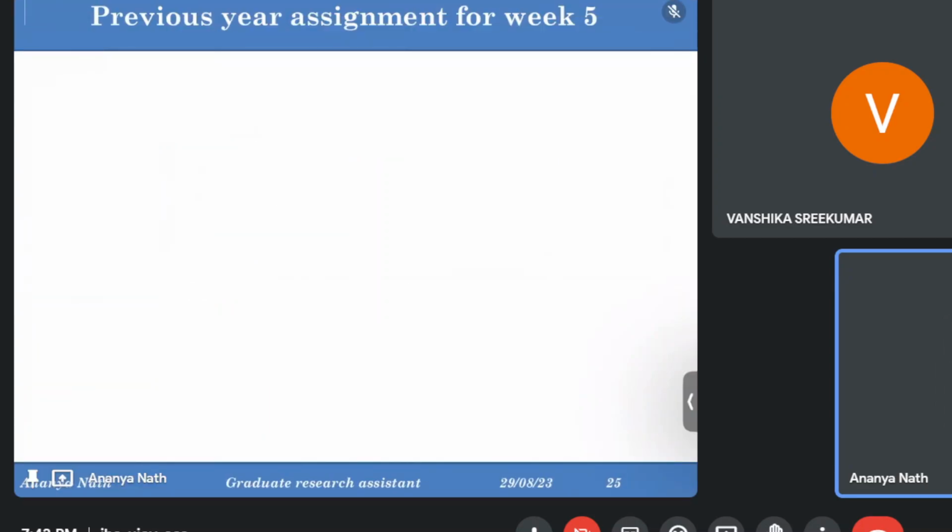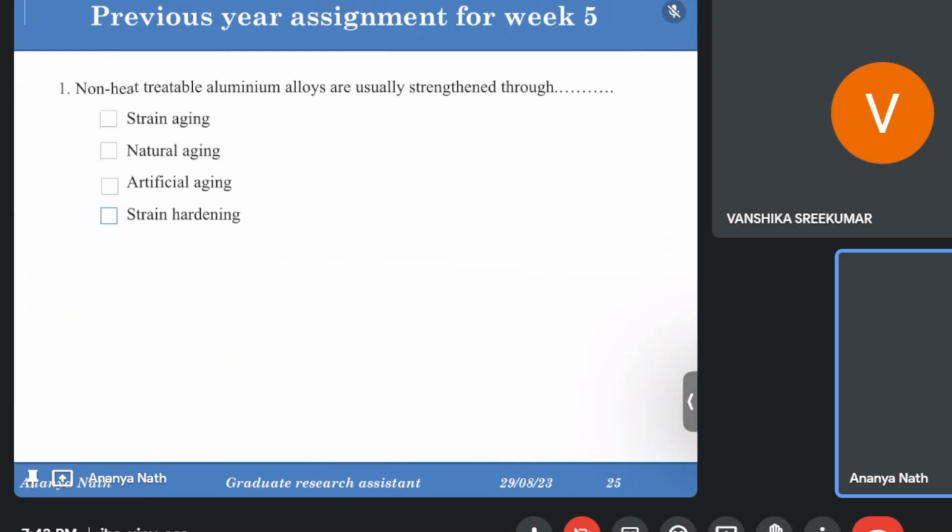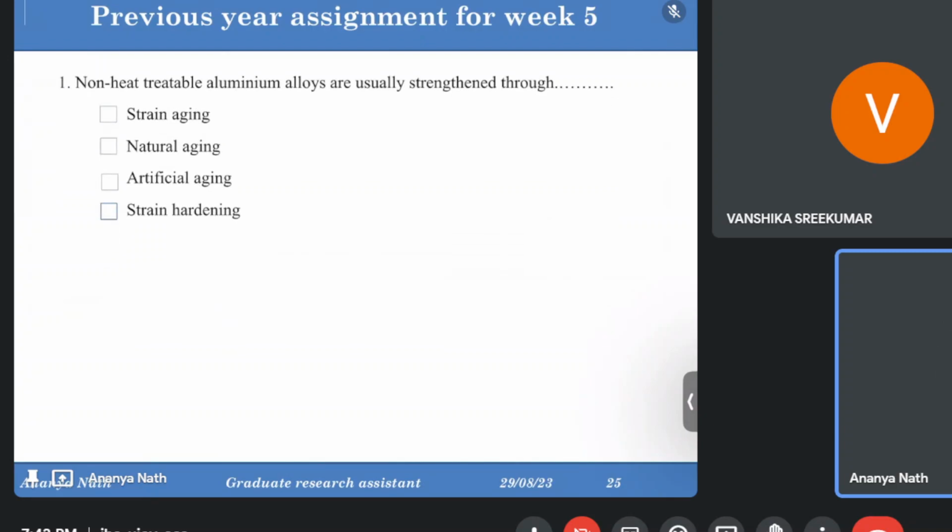Yes, this is the previous year assignment for week 5. So this is for your practice purpose only. I'm showing. So the first question is, non-heat treatable aluminum alloys are usually strengthened through what? I want you guys to answer.